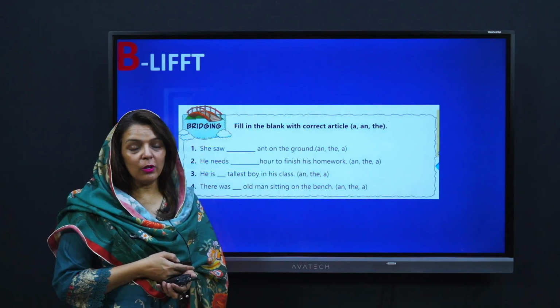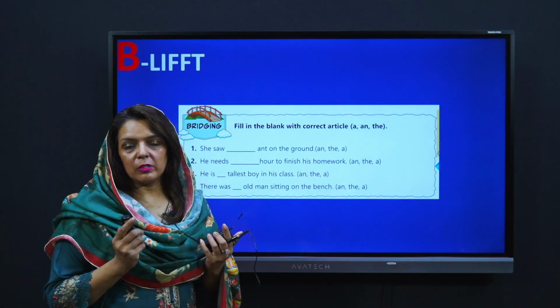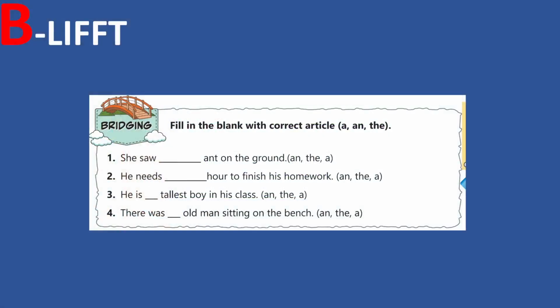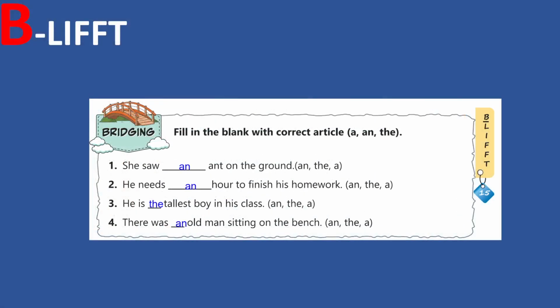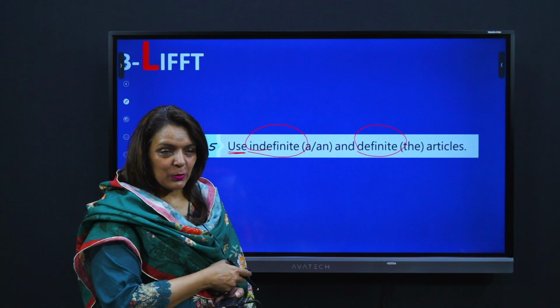And I'm sure that by now you have already done your bridging activity, which was very simple. You have already done it many times before. This is the world famous articles, and you have read it since class 1. Now, just look at the BLIFT because today we are going to be using indefinite and definite articles. So we are definitely using them.